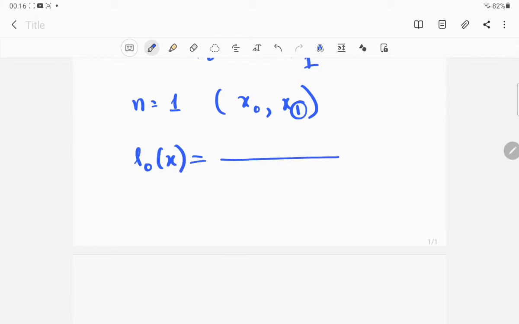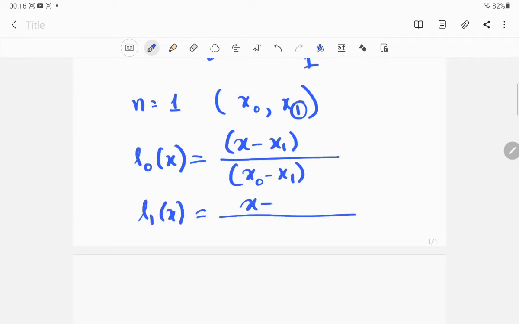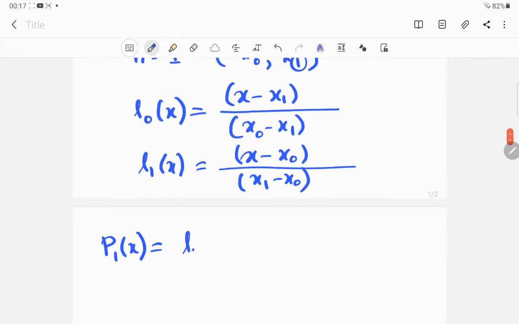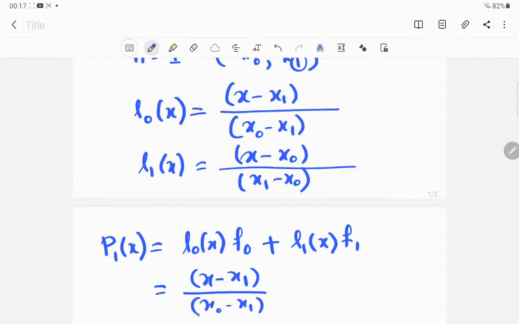So for linear interpolation, L0(x) is (x minus x1) by (x0 minus x1), and L1(x) is (x minus x0) by (x1 minus x0). This we already know. So the expected polynomial P1(x) is L0(x) f0 plus L1(x) f1. That is (x minus x1) by (x0 minus x1) times f0, plus (x minus x0) by (x1 minus x0) times f1.